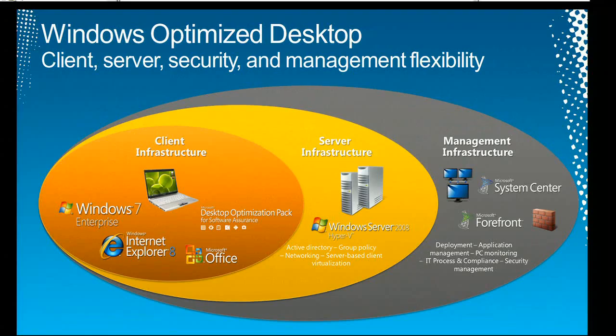So when we start out, we've got those pillars there as our mission. If we work in, we've got a lot of technology that makes up the optimized desktop or the flexible workspace. Really, it's in three different rings. The inner ring that you see up here is the client infrastructure. So things like Windows 7, Internet Explorer, Office, and MDOP, the Desktop Optimization Pack, are sort of our inner ring on the client level.